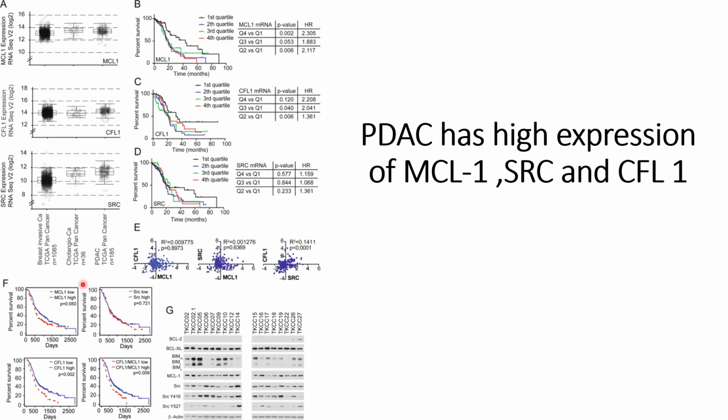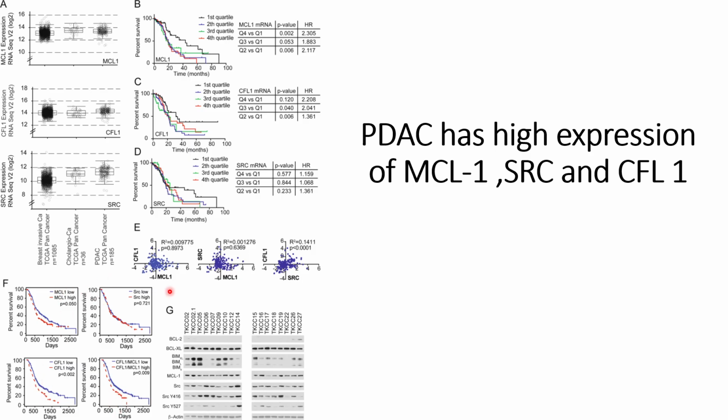After that, they checked the percent survival data from the clinical database of pancreatic cancer patients, and they were able to see that at high MCL1 there is low survival rate, and similarly for high SRC they see low survival rates, and high CFL1 also gives low survival rate. But in combination, when CFL1 and MCL1 are both high, the survival rate drastically goes down compared to all three cases.